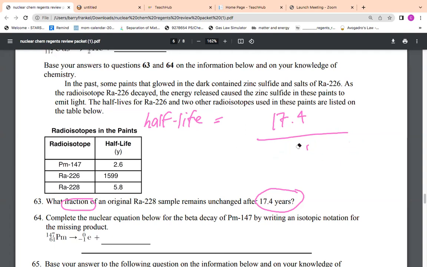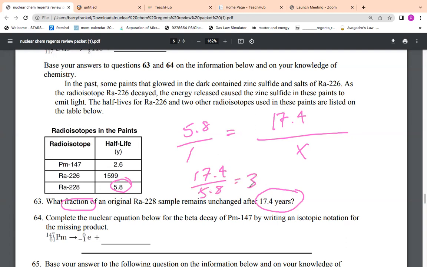So this is just X. The half-life of radium-228 is 5.8 years. By the way, I know it's years because right here in the top of the column, it says Y, which stands for years. Anyways, 5.8. And now all you got to do is just cross multiply. If it makes you feel more comfortable, you put this over 1. What you really end up doing is 17.4 divided by 5.8, and this comes out to 3. This means that this thing has gone through 3 half-lives in 17.4 years. That's an important bit of information that I need to know.